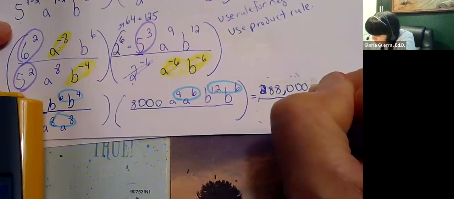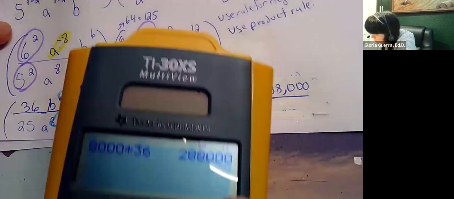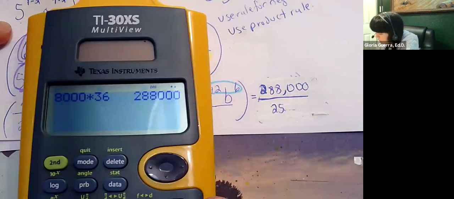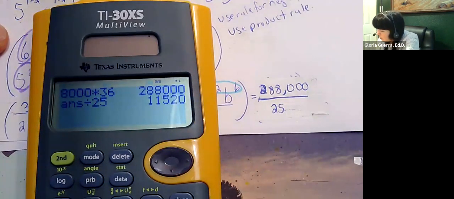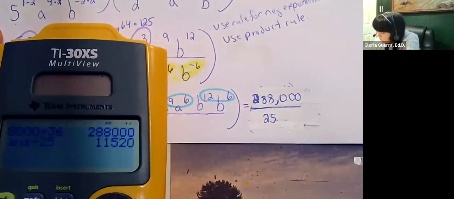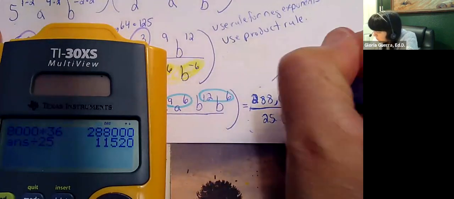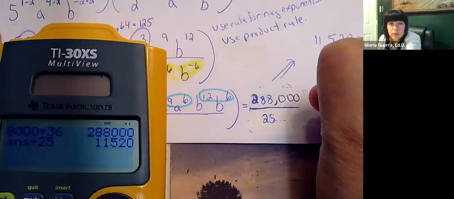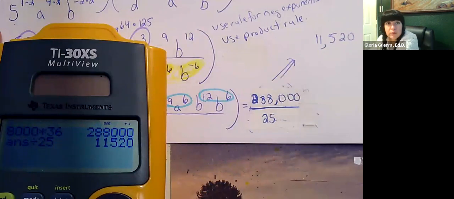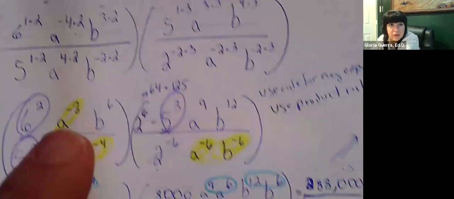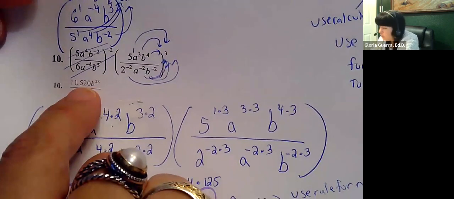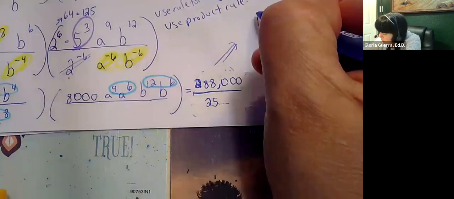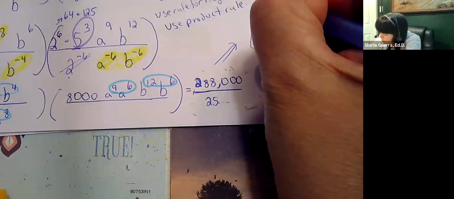And on the bottom, by 25. And then when I divide that by 25, I get 11,520. And remember I had an answer key, see, 11,520. So I feel good about that. So this is going to end up being our final answer here.